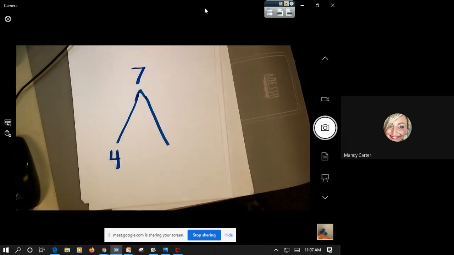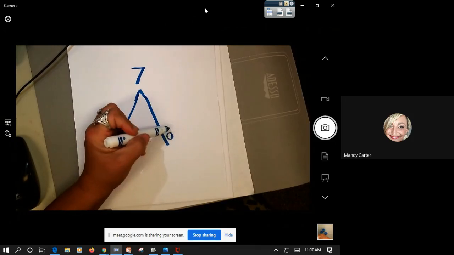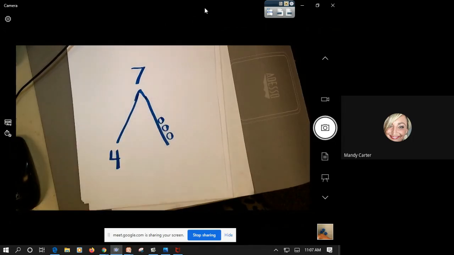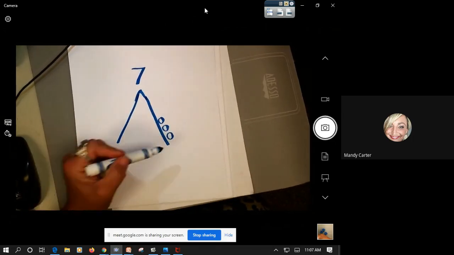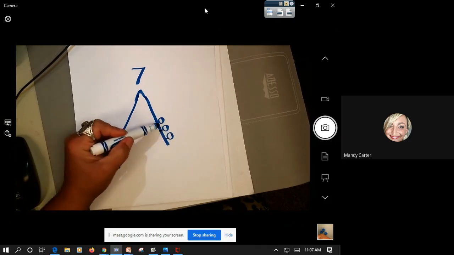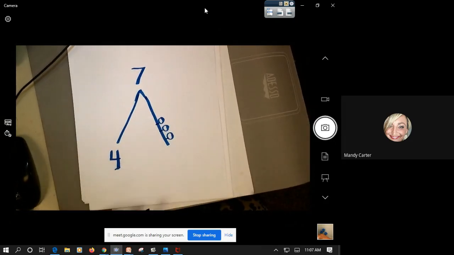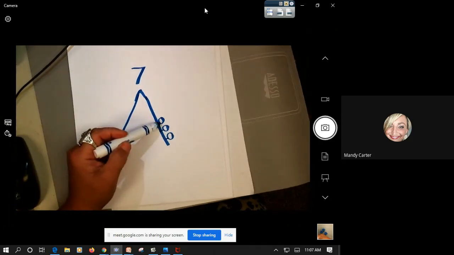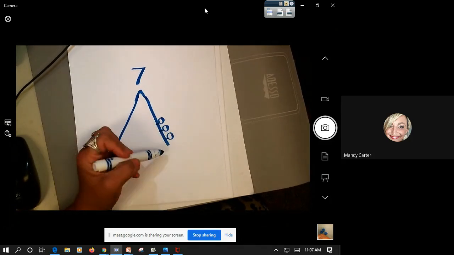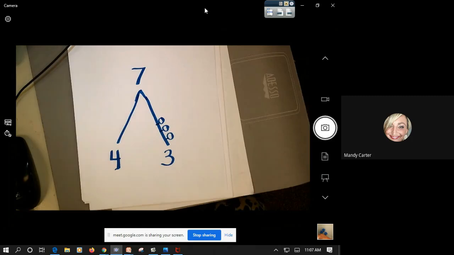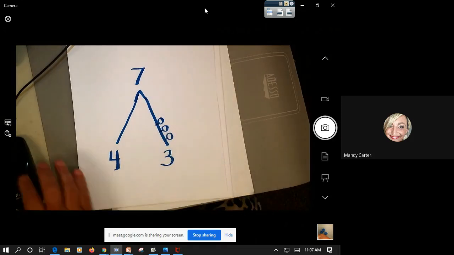Say 4, 5, 6, 7. You can draw the circles to help you represent the missing partner. So that's 1, 2, 3. 3 is the unknown partner. And you can check your work by adding 4 plus 3, and it will give you 7. And that's how we know that our answer is correct.